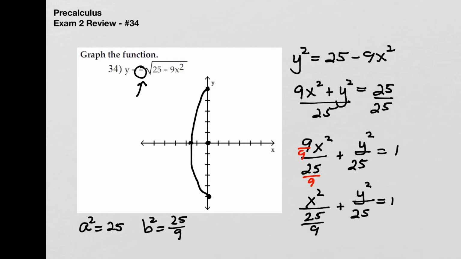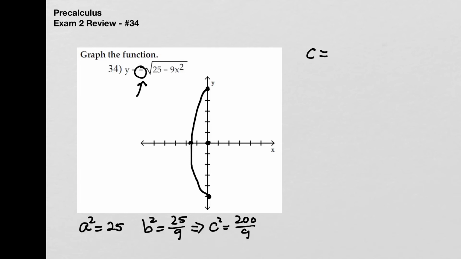Okay, so now I just want to find the foci. And I can do that by finding c squared, and that's a squared minus b squared. So if I subtract those two numbers, I get 200 over 9. And so then c would be the square root of 200 over 3, and that's 10 times the square root of 2 over 3.